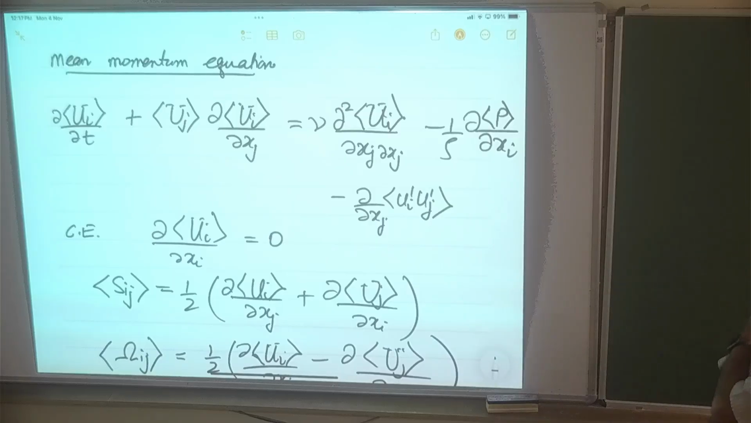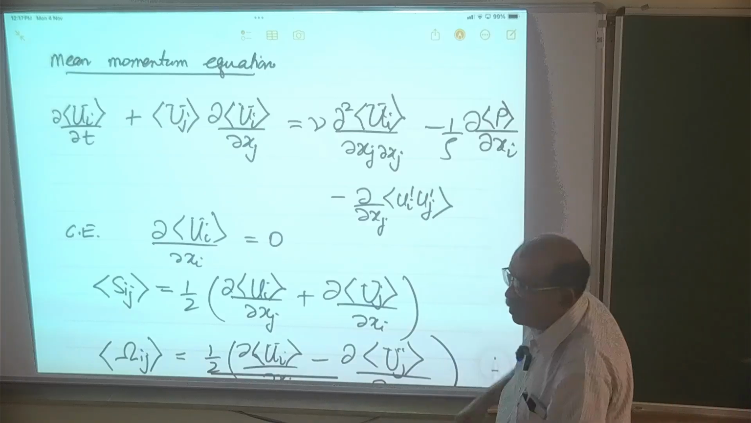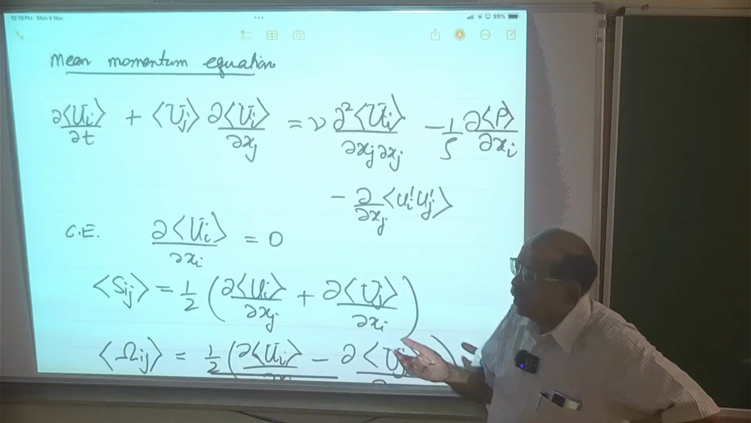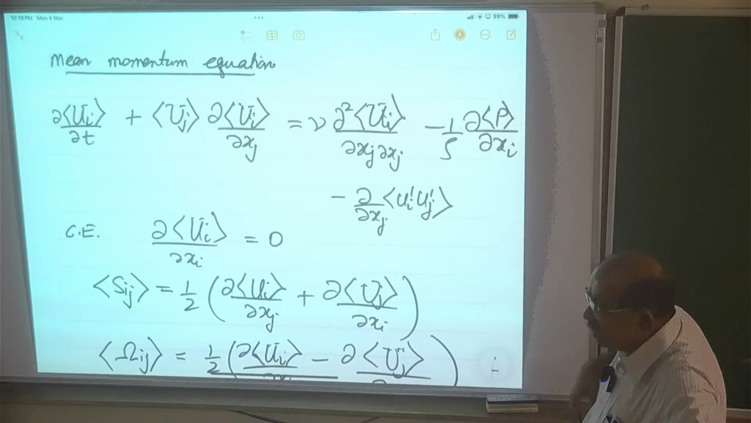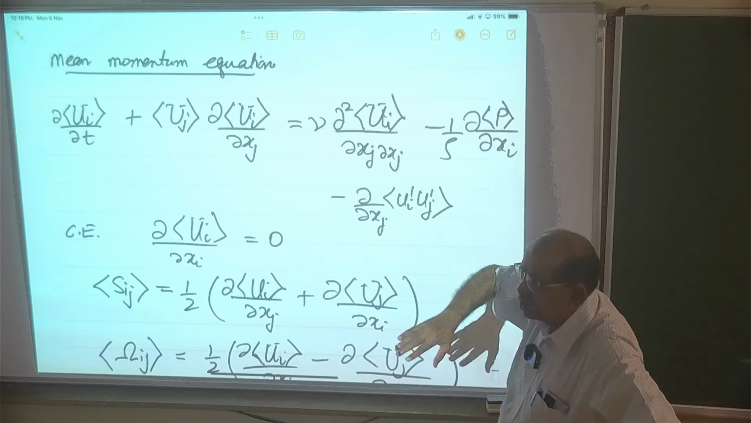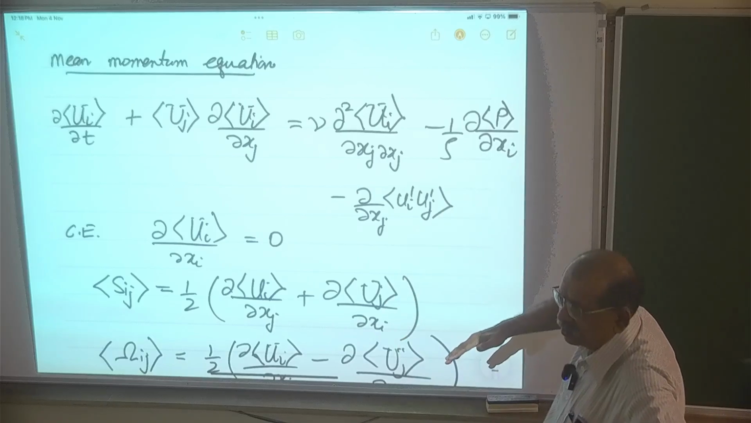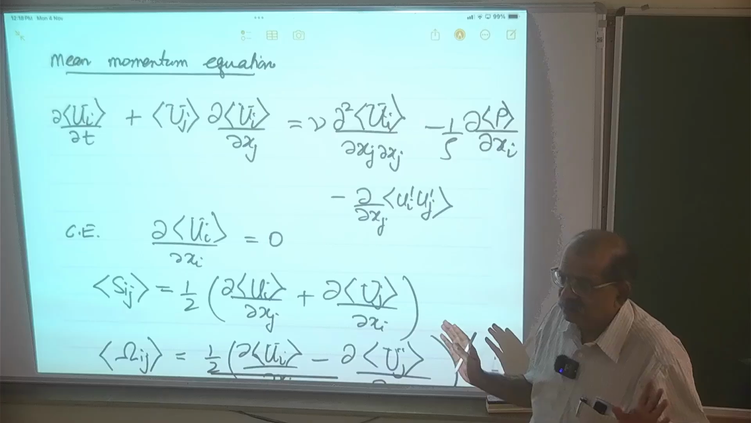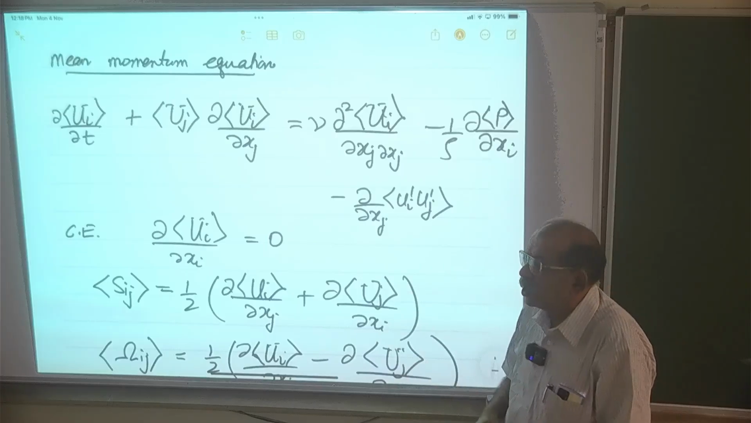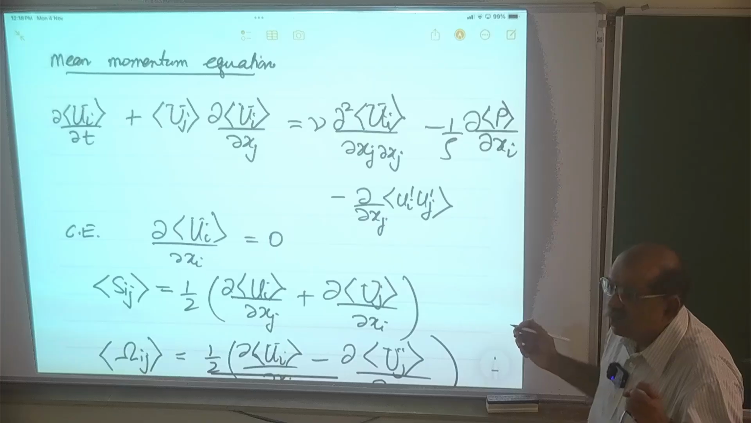Okay. Now, this is the closure problem for the mean flow. Someone can say, let's write the equation for ui prime uj prime. When we do that, we'll find, as we know, that higher order terms come, and so the equation will never get closed by taking the mean. This is what we call the closure problem of turbulence.